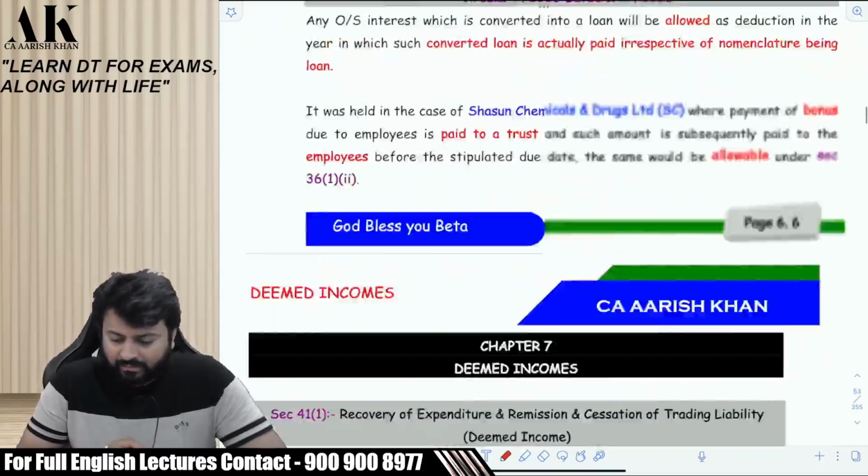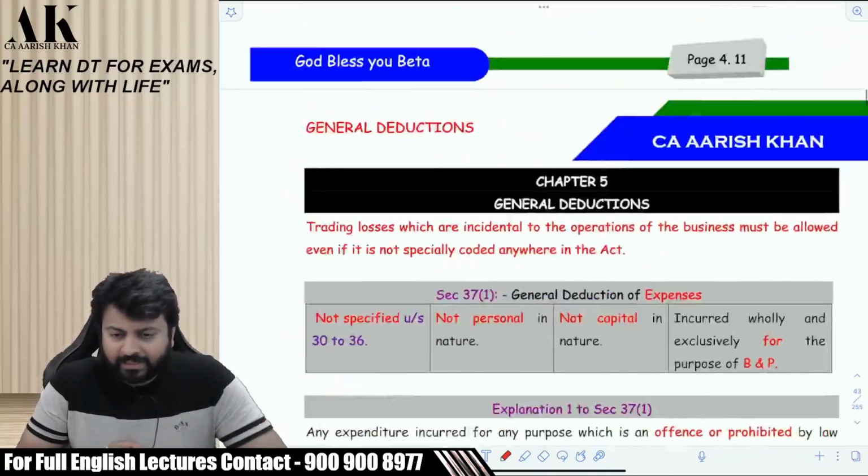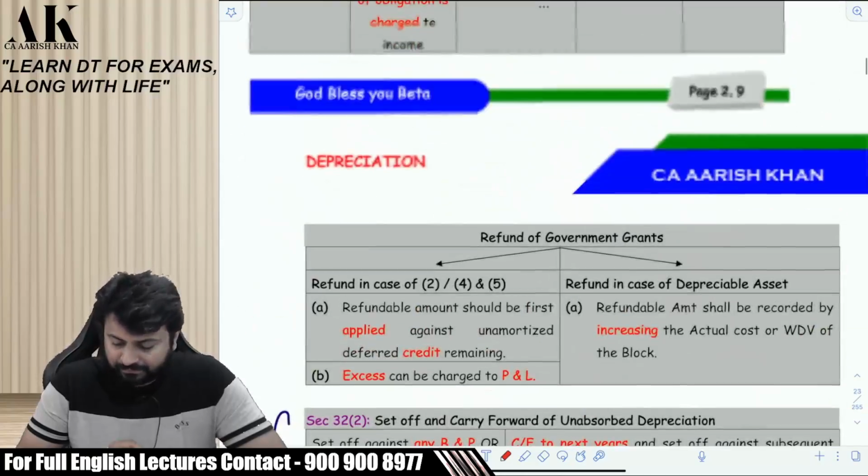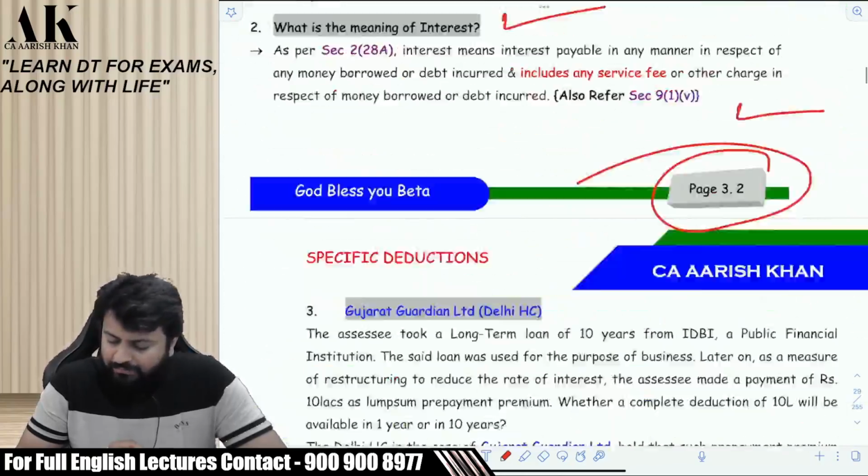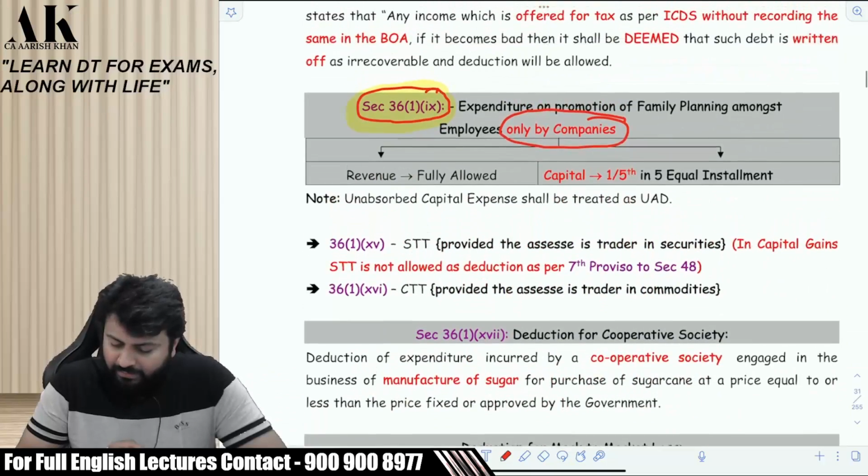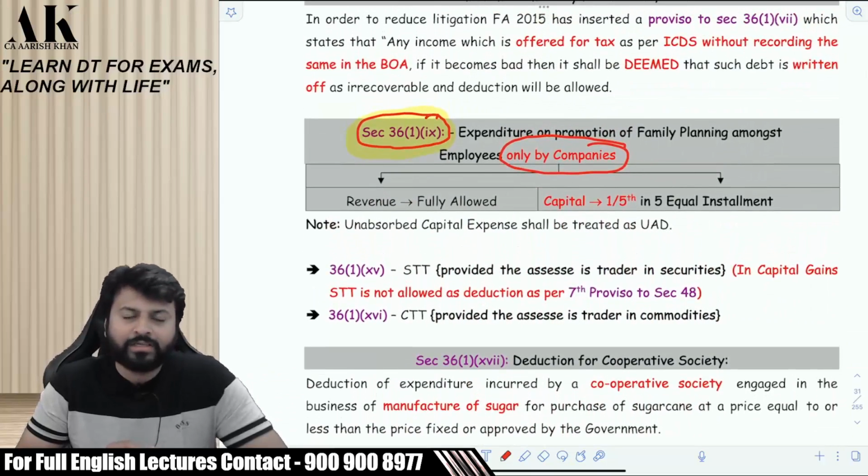Okay. We will have a look at this after the chapter ends. It makes more sense at that time. Not now. But now, let us talk about this section: promotion of family planning amongst employees.